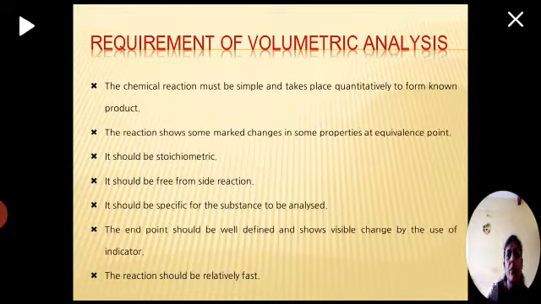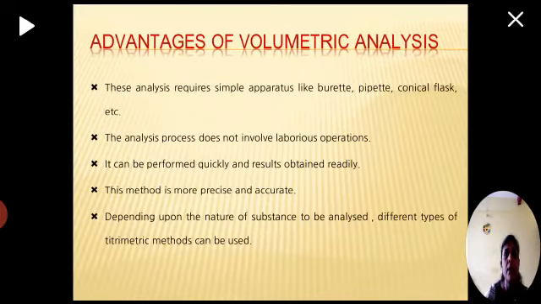What are they? The chemical reaction must be simple and take place quantitatively to form a known product. The reaction shows some marked changes in some properties at the equivalence point. It should be stoichiometric. It should be free from side reactions. It should be specific for the substance to be analyzed. The end point should be well defined and show visible changes by the use of the indicator, and the reaction should be relatively fast.